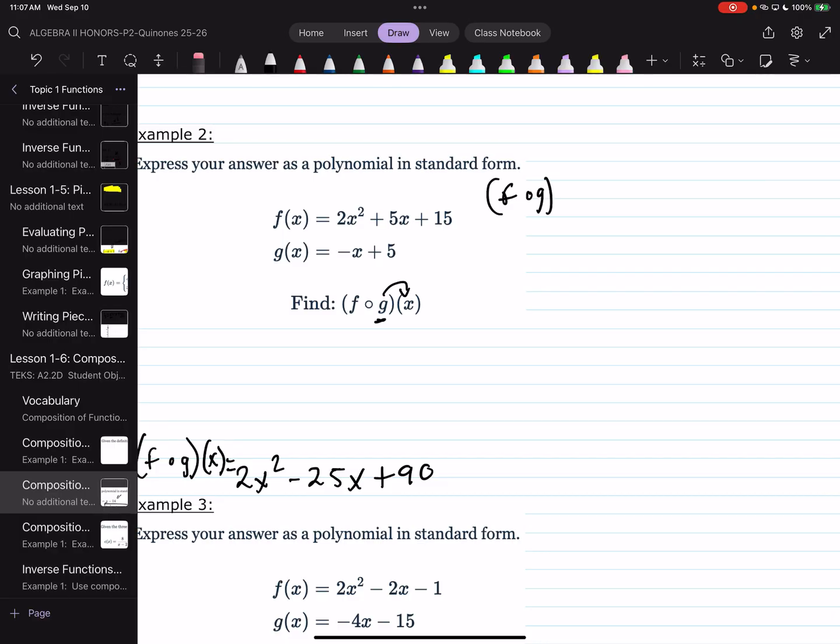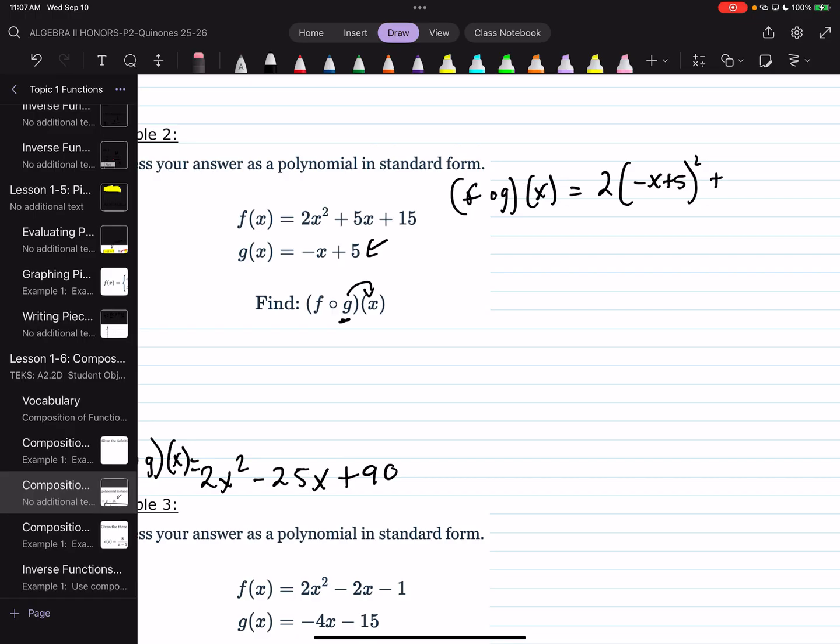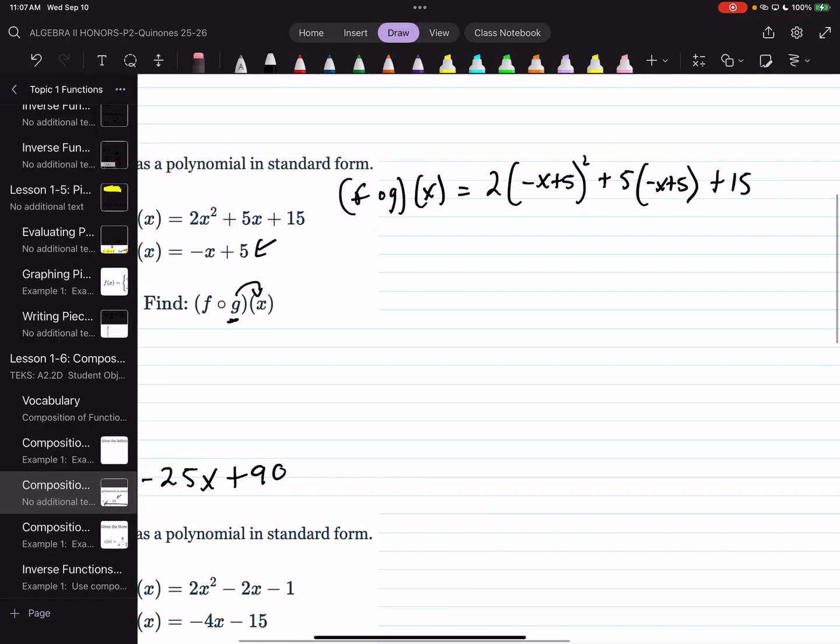f composition of g of x is equal to 2 times whatever the g function is, negative x plus 5 squared, plus 5 times x, but instead I'm going to write negative x plus 5, plus 15. Are we okay so far? Can I answer any questions as to how I was able to ascertain this step? This is important. If you don't have the right setup, all your algebra is pointless at this point. No questions. We're okay. All right.